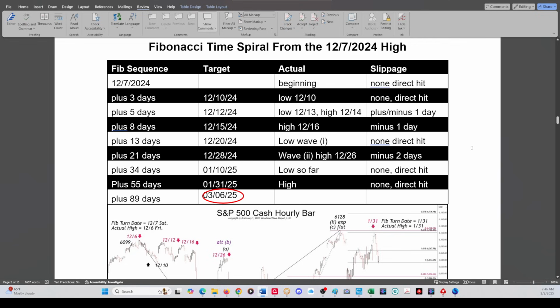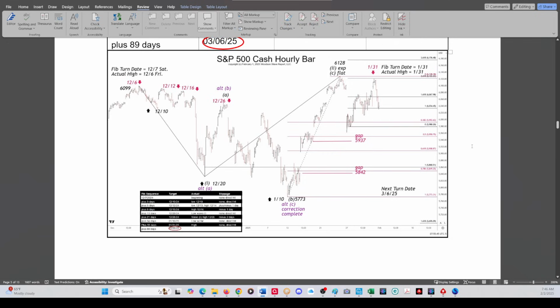The next turn date is March the 6th. And here's our S&P cash with that Fibonacci spiral from the December high, and you can see it's caught down, up, down, up, down, up, down. That's the direct hit on the 131. You can see we have an open gap here in the S&P cash at 59.37 and another one below at 58.42. This move here closed 1 or 2 gaps above.